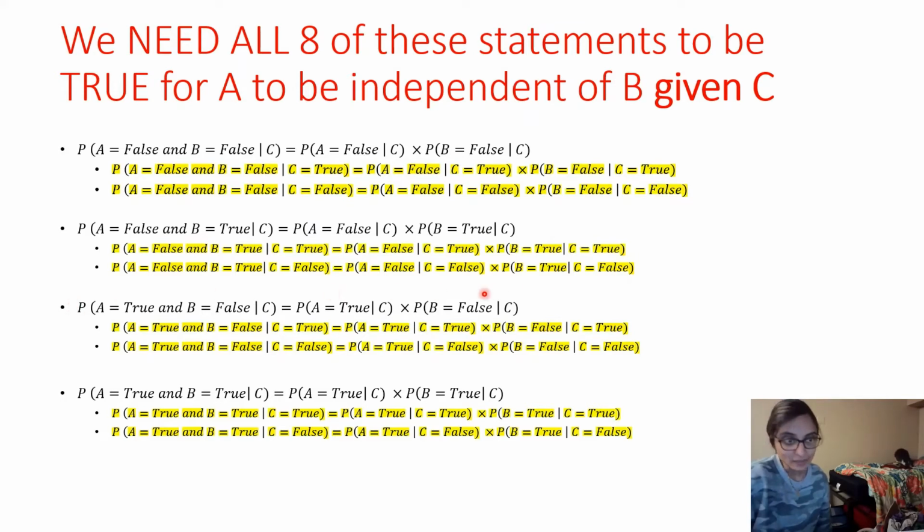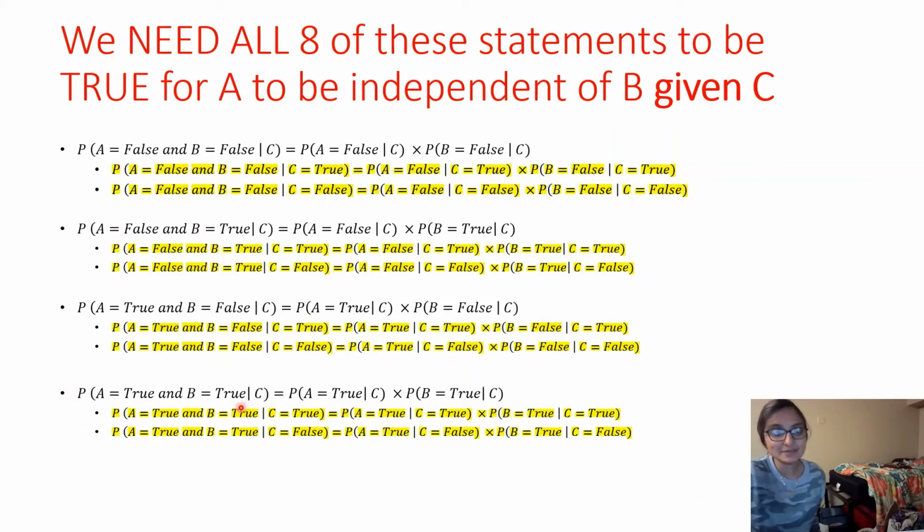Then we're also testing this third statement: is the probability that A is true and B is false given C equal to the probability that A is true given C multiplied by the probability B is false given C? And C could be true or false, so we need to consider those outcomes of C. C being true, true, true, or C being false, false, and false.